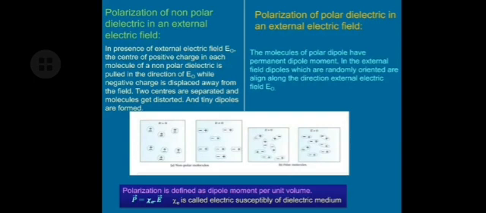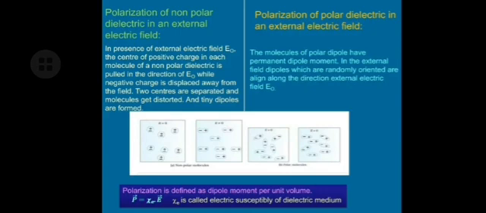And as they get separated, a dipole is formed. Right? As they get separated, small tiny dipoles are formed and then they have the net dipole moment. But as I said, if you remove the external field, again their centers coincide and there is no dipole moment. Now what happens when the polar dielectrics are placed in an external electric field?